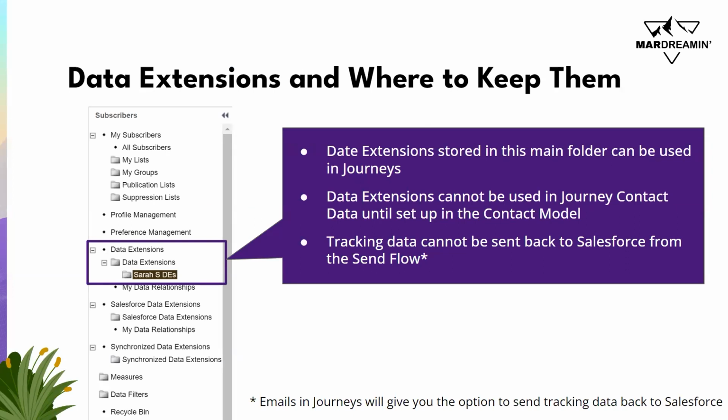There are two different places where data extensions are stored within your Marketing Cloud Engagement account. The standard data extensions folder houses all the data extensions that are accessible for journeys and therefore journey contact data. The drawback of this is that if you are doing single sends and just using the send flow process, you cannot have tracking data sent back to Salesforce from any data extensions that are stored within the standard data extension folder. So that is the one drawback there.